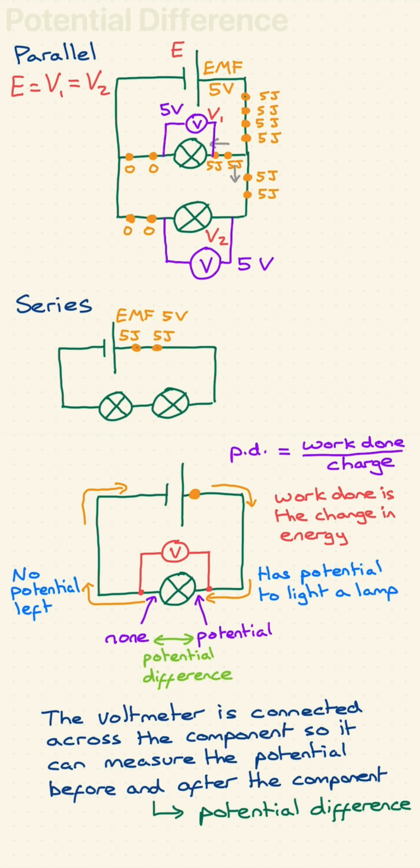So instead, let's say the first lamp gets 2.5 joules from each charge, and the second lamp can now only get 2.5 joules from each charge. The EMF was 5 volts, and we have 2.5 volts across this lamp, and 2.5 volts across this lamp. So in a series circuit, the EMF is equal to the sum of the potential differences. Label them E, V1 and V2, and so E equals V1 plus V2.